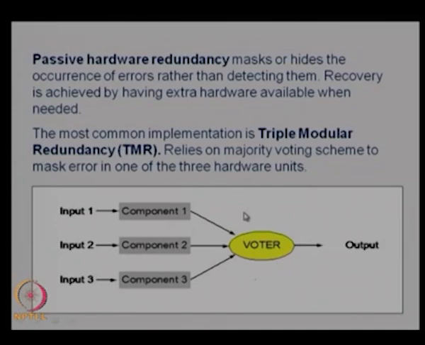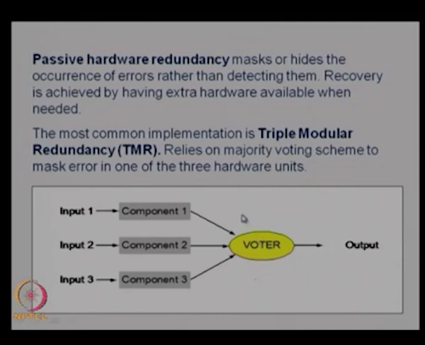The problem here is that you can only mask one error. If there are errors in any 2 of these components, it will not be able to mask them, because the 3 outputs will be different, and that will be a failure. That is one problem with triple modular redundancy. The other one is about the voter. It is a single voter. If there is a failure in this voter, then the system will fail again, so this becomes a single point of failure.